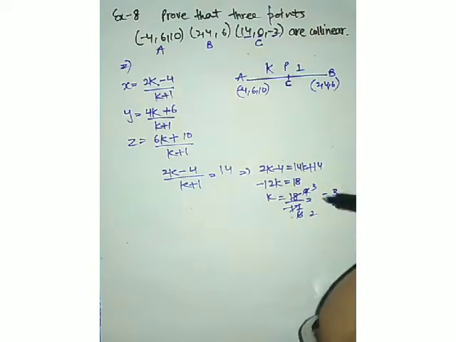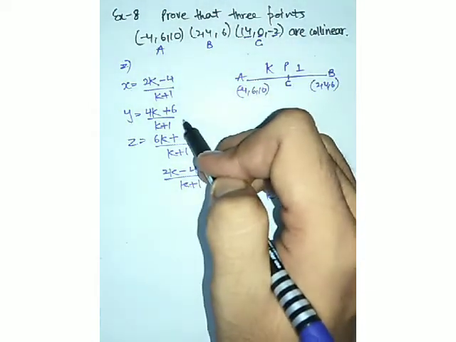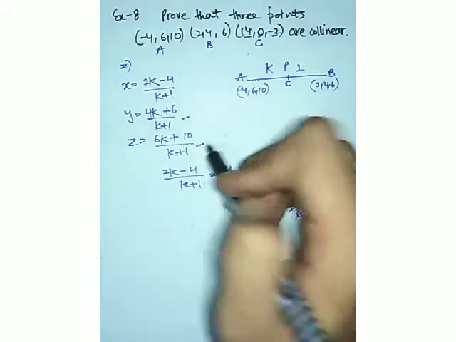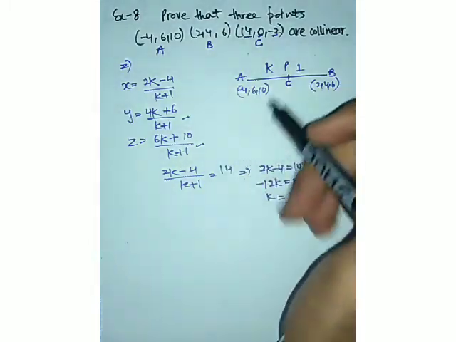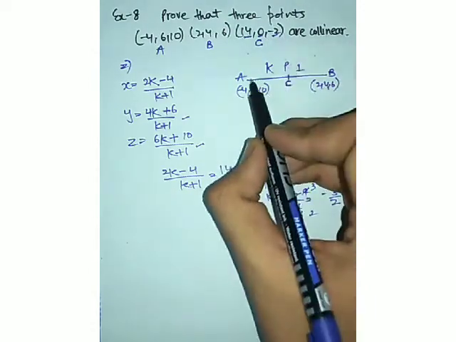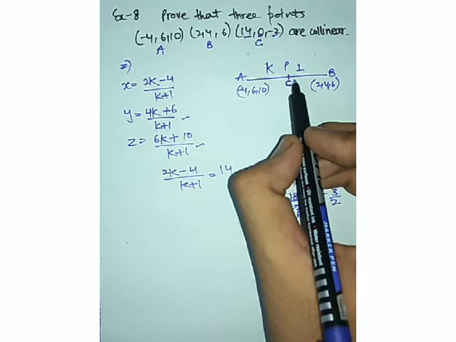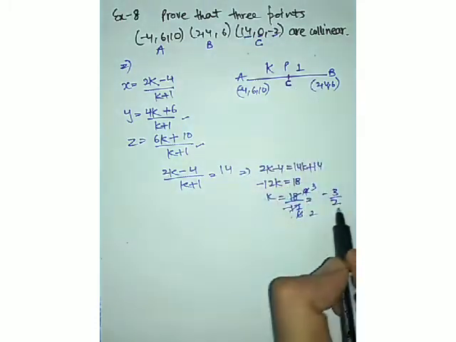So we have also found the value of K. We will simply substitute the value of K in the Y and Z coordinates, and we will see if these coordinates are becoming equal to the Y and Z coordinates of point C. Only then A, B and C will be called collinear, because they will be lying on the same line. So what's the value of K?